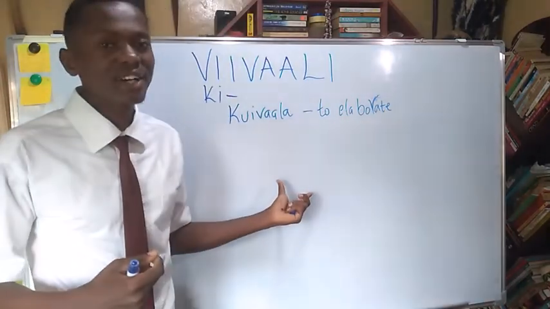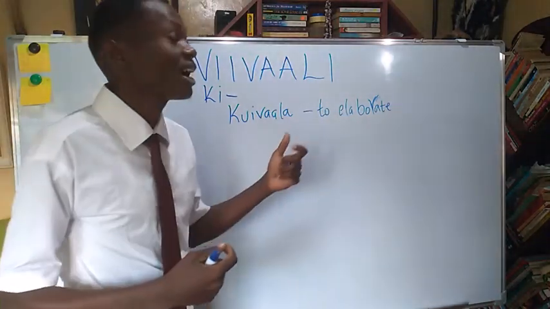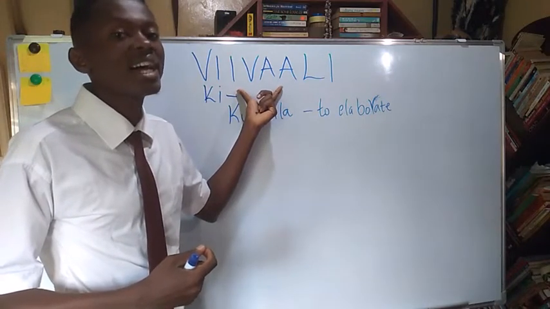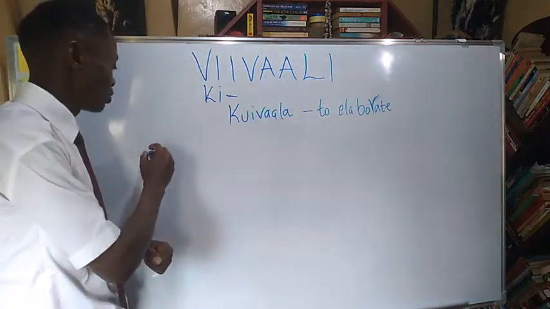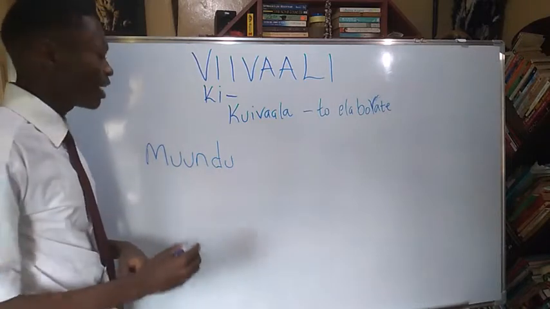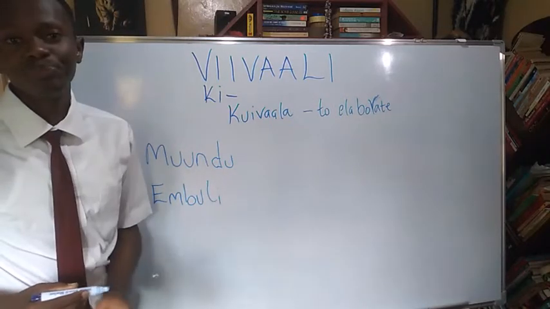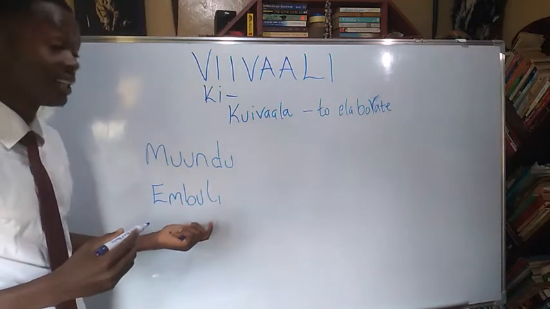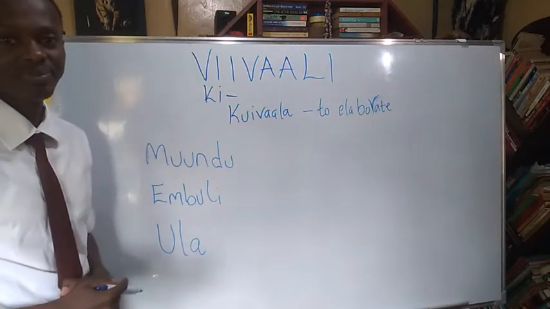We are going to have examples of nouns and a pronoun so that, by using them, we can describe how Lulogooli finds words that elaborate meanings. One of our nouns, let it be mundu. Let our second noun be emburi, a goat. And we can have our third as a pronoun, ura, that person.